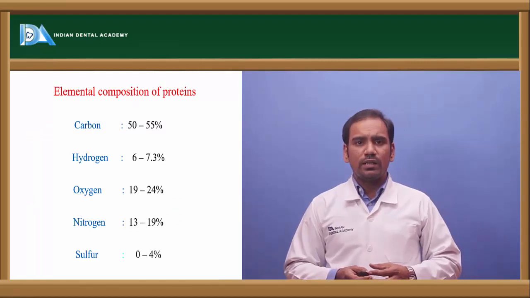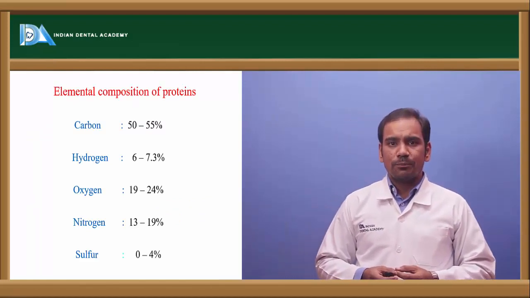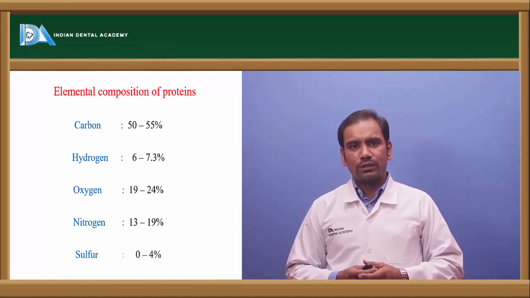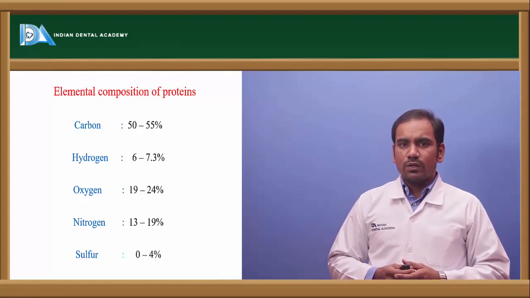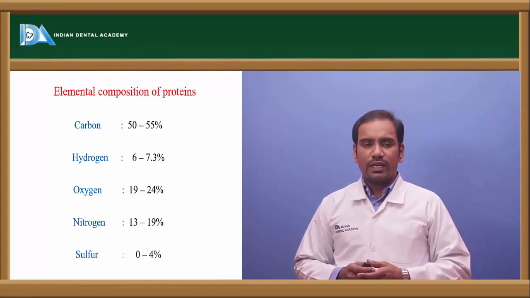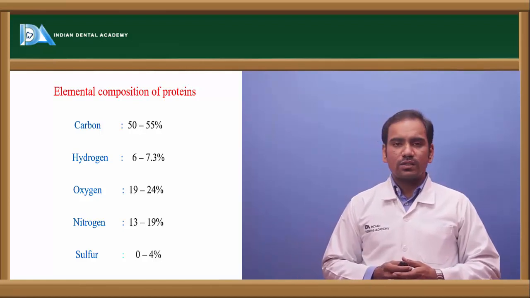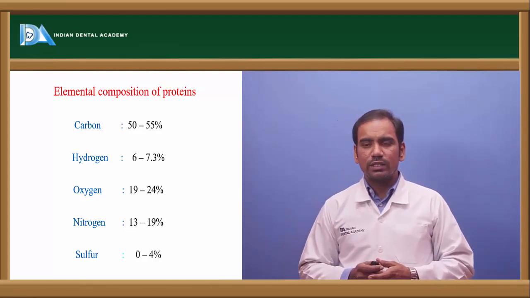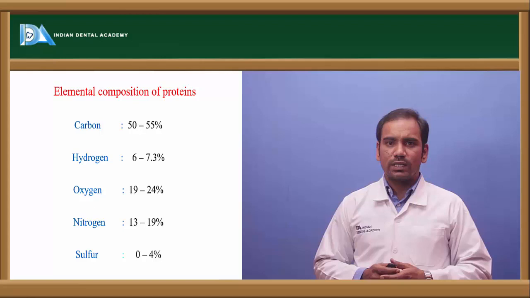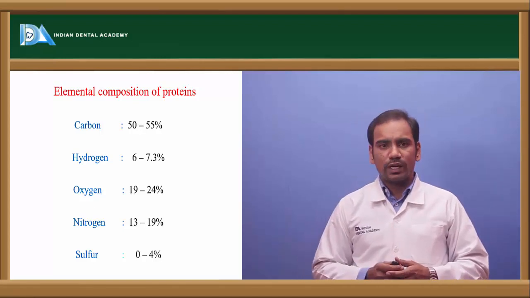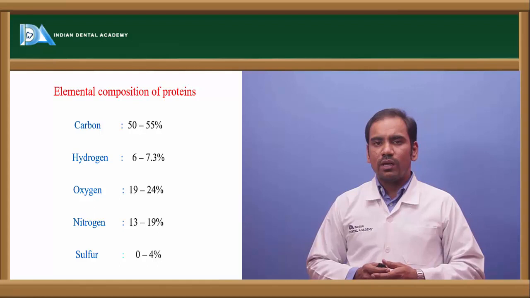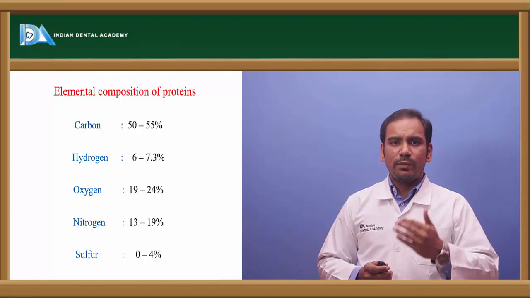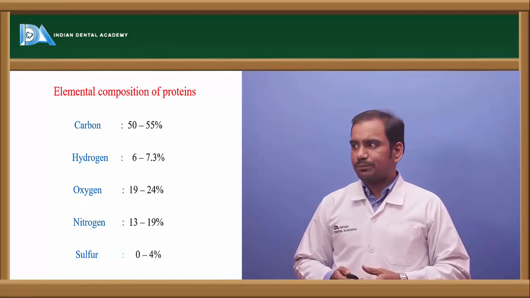Now coming to the elemental composition of proteins. All proteins have carbon, hydrogen, oxygen, nitrogen and some amount of sulfur. The major constituent is carbon, which accounts for 50 to 55%, hydrogen 6 to 7%, and oxygen 19 to 24%. Nitrogen accounts for 13 to 19%, and sulfur content is up to 4%. So this is the elemental composition of proteins.